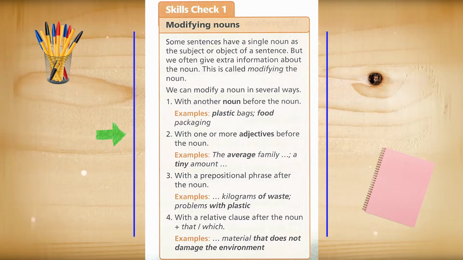2. With one or more adjectives before the noun. Examples, the average family, a tiny amount. 3. With a prepositional phrase after the noun. Examples, kilograms of waste, problems with plastic. 4. With a relative clause after the noun plus that or which. Examples, material that doesn't damage the environment.